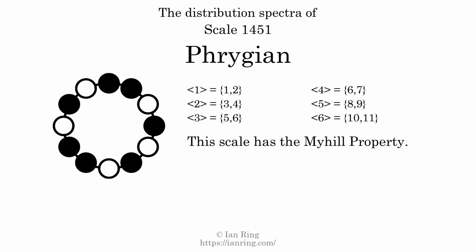If every spectrum has exactly 2 specific intervals, we call that the Myhill property. All of these spectra have exactly 2 sizes, so this scale has the Myhill property. Since the generic interval ranges do not overlap, this scale is proper. But it is not strictly proper because some specific intervals appear in more than one spectrum.